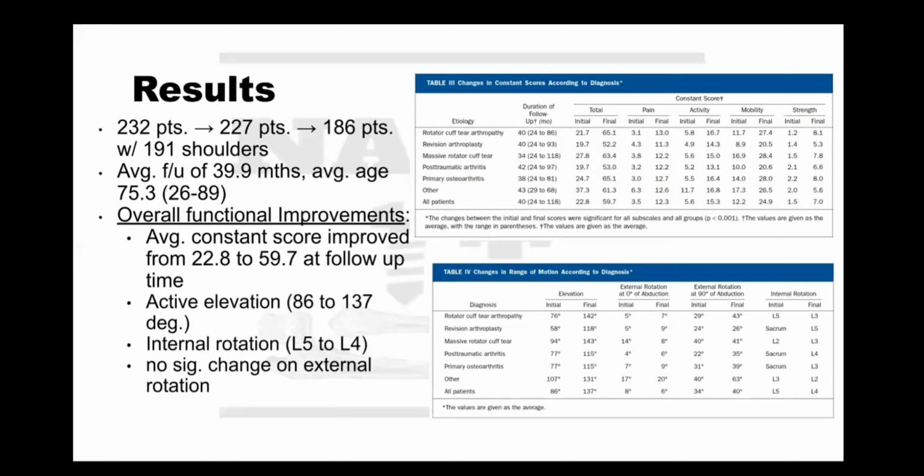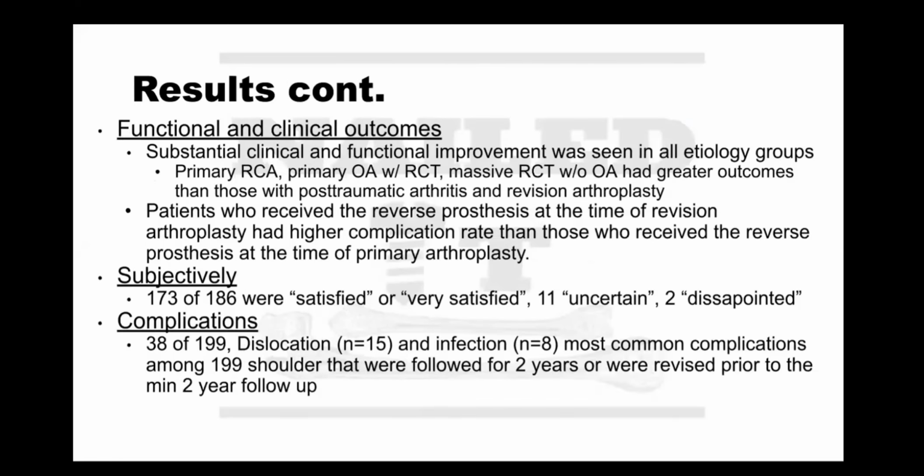So this is the same score that Sam talked about in the previous article, breaking it up into the 4 domains: pain, activity, mobility, and strength. Coming on to results continued, we can see that substantial clinical and functional improvements were seen in all etiology groups, but primary rotator cuff arthropathy, primary osteoarthritis with rotator cuff tear, and massive rotator cuff tear without osteoarthritis had greater outcomes than those with post-traumatic arthritis and revision arthroplasty. It's also interesting that in terms of those 3 groups, they did not significantly differ in post-op Constant scores, range of motion, or subjective ratings.